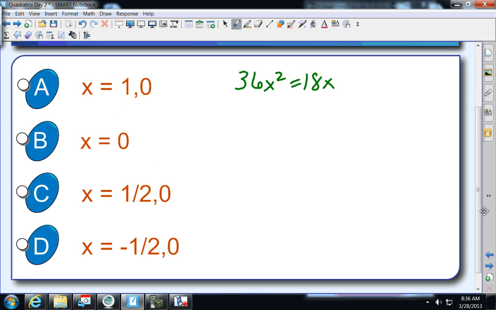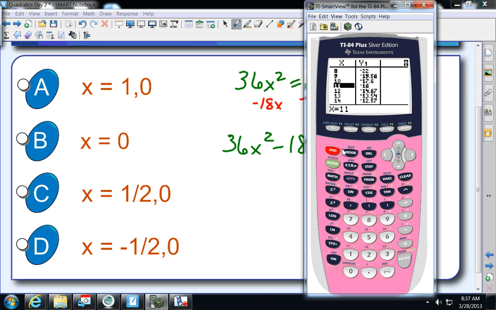All right, on this one, first off, it has to still be in standard form. So I'm going to subtract 18x from each side. I get 36x squared minus 18x equals 0. Well, before we begin, we've got to find the GCF. Well, the GCF, what goes into 36 and 18? If you don't know, I'll remind you in the calculator.